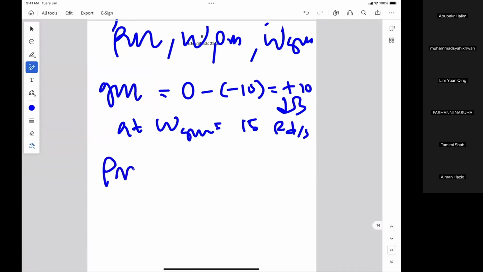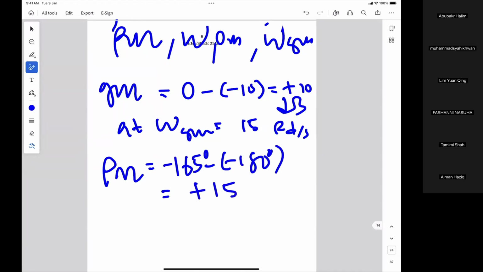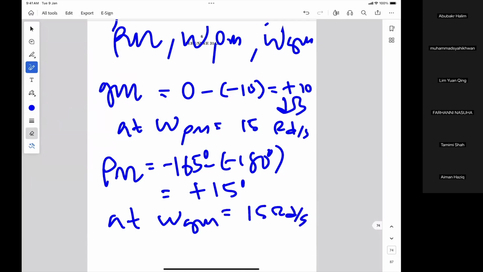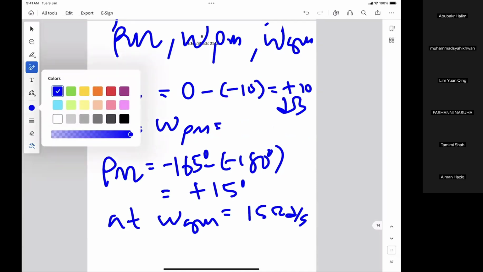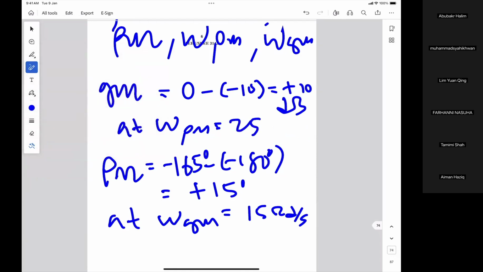Afiq, phase margin? 20. Okay, omega PM is 25. If we draw from 15, we get the phase at about minus 160 degrees, okay, that's acceptable.